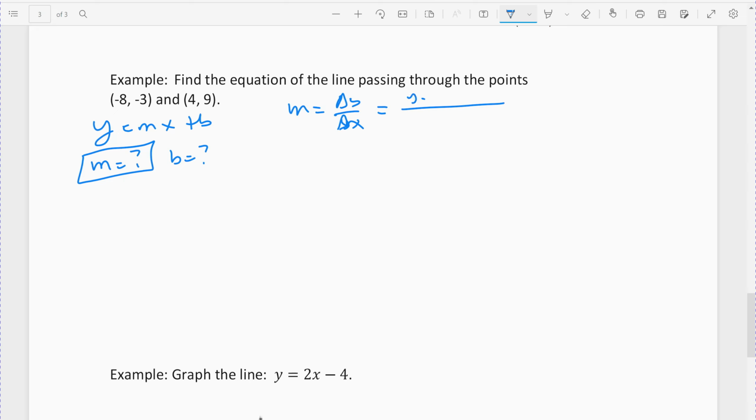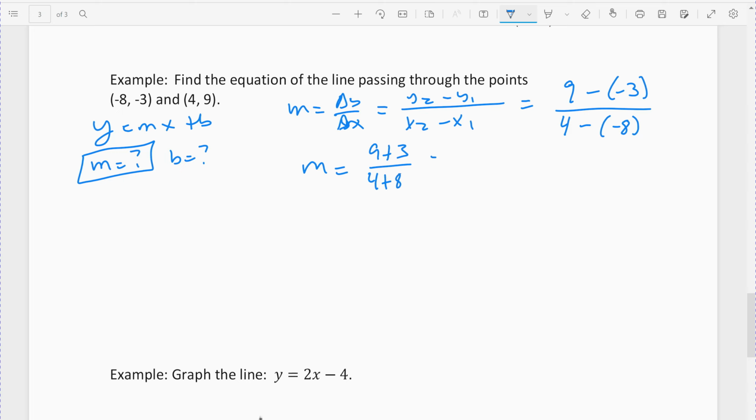So change in y would be y2 minus y1 over x2 minus x1. So we'll take the 9 minus the negative, and make sure you're careful. Or sorry, negative 3. Y minus the negative 3. Make sure you're careful with the negatives there. It's minus a minus, and it's going to be that way both the top and the bottom. So my x value is 4 minus a negative 8. And so remember, when you subtract the negative, you're really adding. So when I'm going to write that down here, it's really 9 plus 3 divided by 4 plus 8.